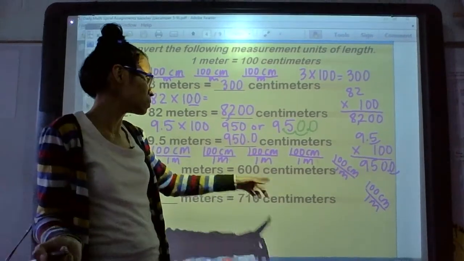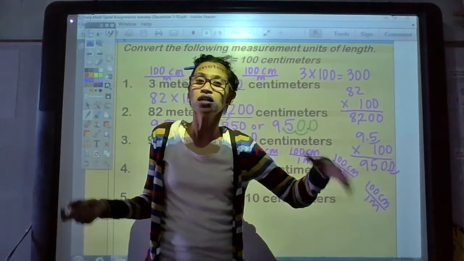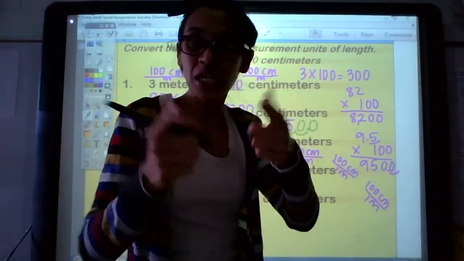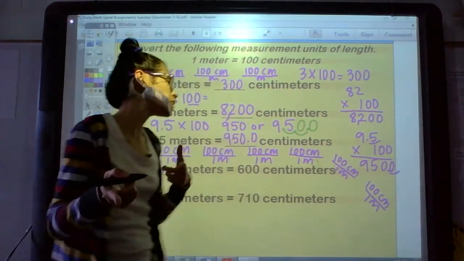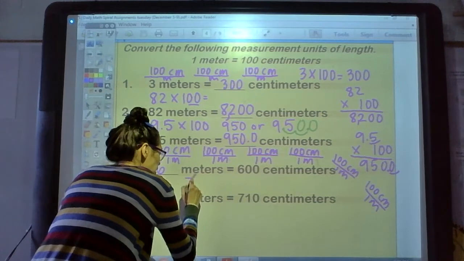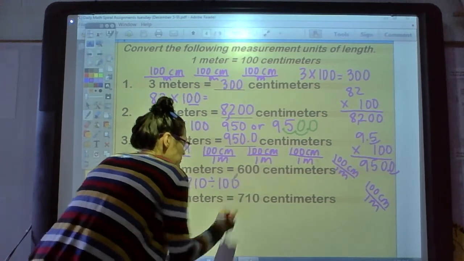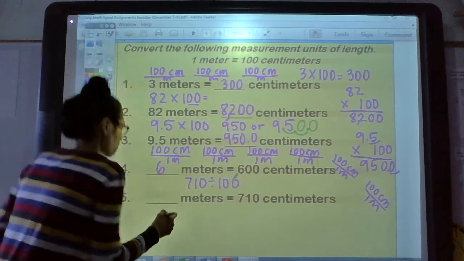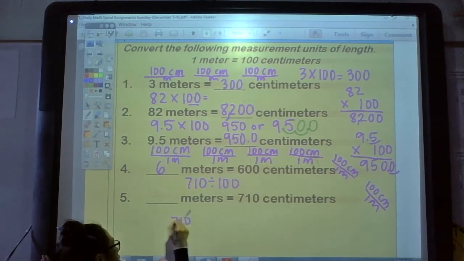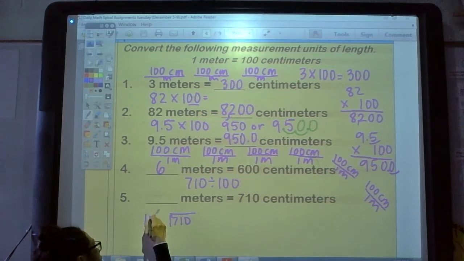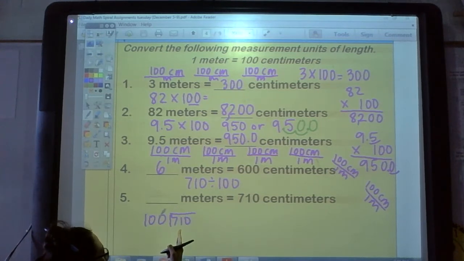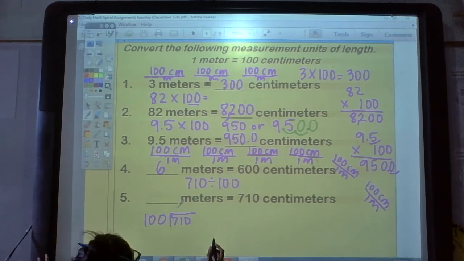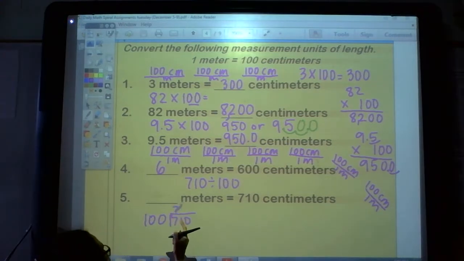Now, with 710 centimeters, it's not an even 100, so we might have a hard time drawing that, but we can use our opposite operation, which is division. So let's do 710 divided by 100. All right, I'm going to show you 2 ways. 710 divided by 100. 100 goes in 700 how many times? 7 times. 7 times 100 is 700.